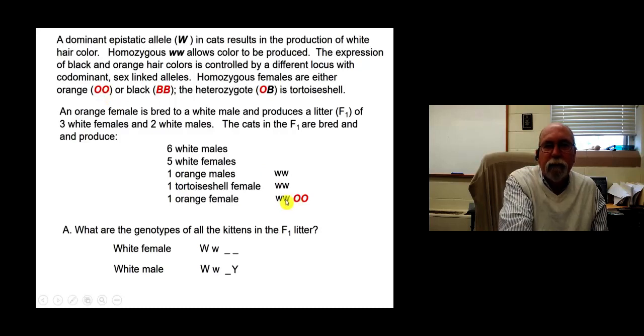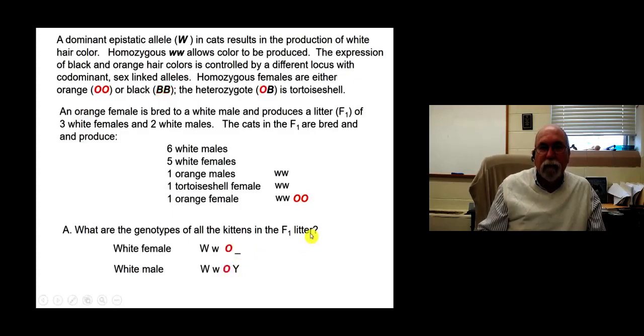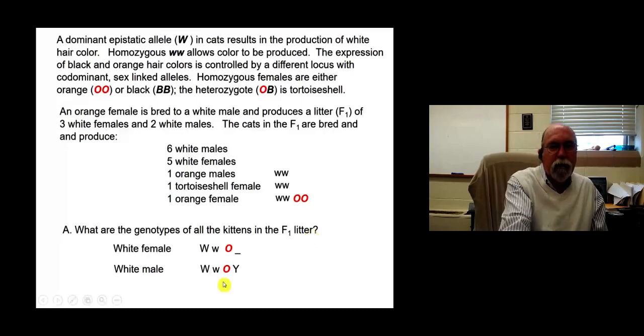Well, just like the little W's, one must have come from this white female, and one must have come from this male down here, right? That's how you get them. Dad gives you one, Mom gives the other. All right. Well, now we know exactly what Dad looked like. Okay, he was white, but really he was a carrier for orange, and of course he was a carrier for Y because he's a male.